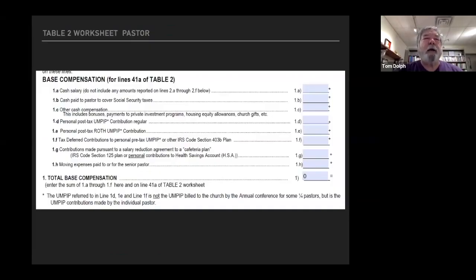I did want to point out line 1H. If your pastor moved this year and you paid moving expenses for them, that does need to be included there, and it's an addition and has to be included in their compensation. That is both an IRS rule, and it also affects their pension amount. So make sure that you include any moving expenses on that line.